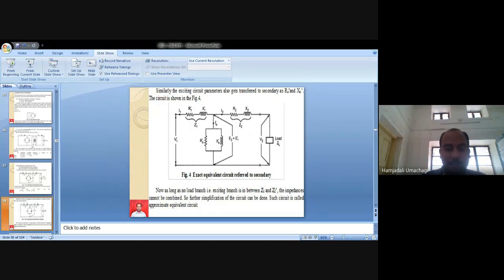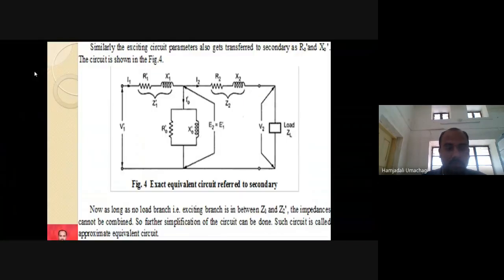Sir, why should we transfer from primary to secondary, secondary to primary? See, this calculation is for making things easier while calculating the efficiency and voltage regulation, because we need to calculate its performance at the end. To calculate its performance, we require all these values, R0, X0, I0, and so on. We need to make the circuit easier, then only can I calculate efficiency and voltage regulation very easily. For that sake, we transfer the values from primary to secondary or secondary to primary.